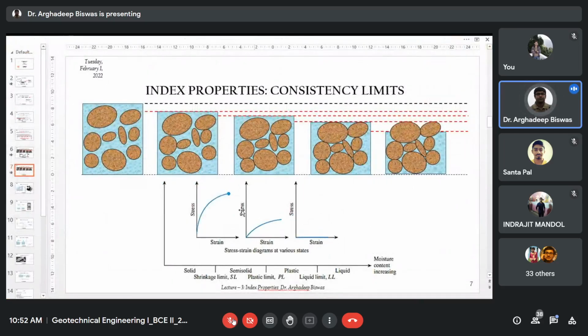Now this one is presenting the stress strain behavior at different states. So what you have here is the liquid limit, and beyond that liquid limit, it is the liquid state. In between the liquid and plastic limit, it is the plastic state. In between the plastic limit and shrinkage limit, it is the semi-solid state. And beyond the shrinkage limit up to 0 water content, it is called the solid state.